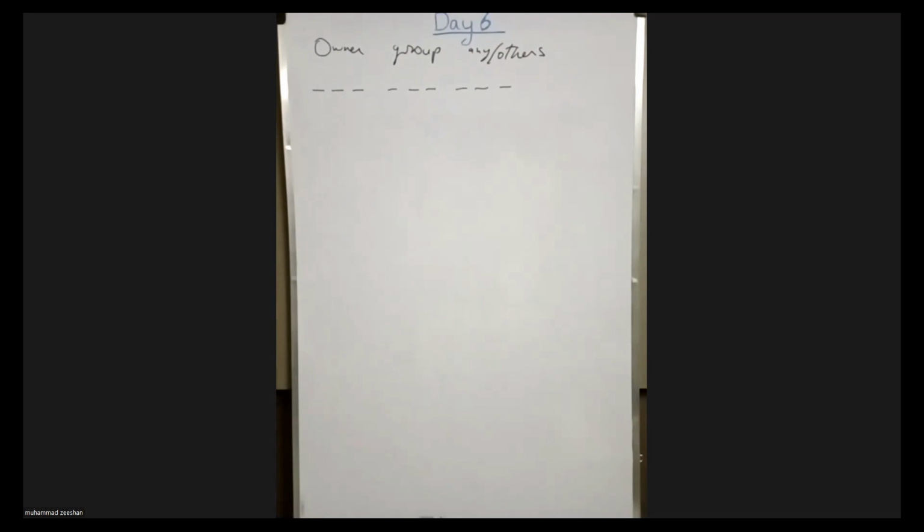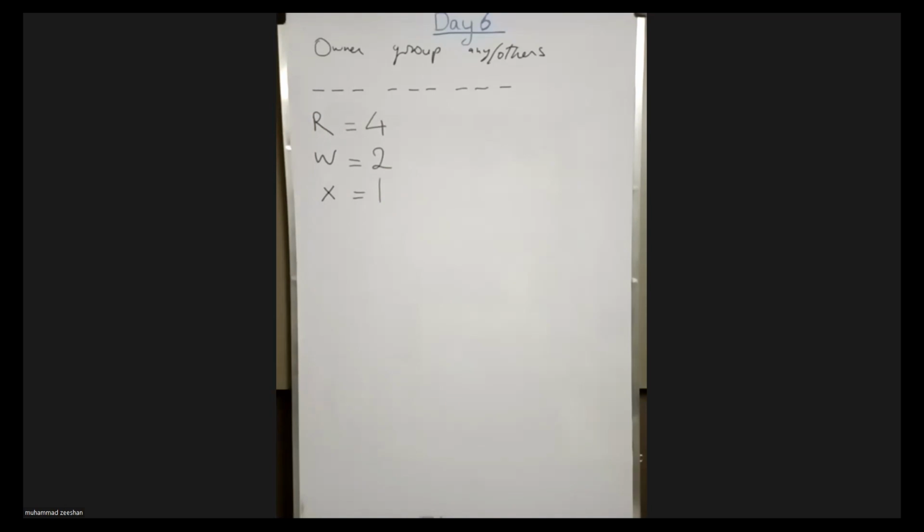So what Linux does is, we have three permissions: read, write, and execute. R for read, W for write, and X for execute. There are some values associated with it. The value of read is 4. The value of write is 2. And the value of execute is 1. So 4, 5, 6, 7. The total value is 7.